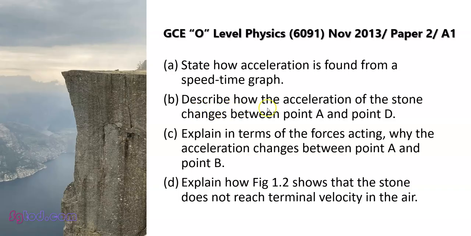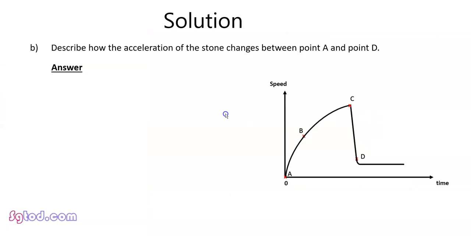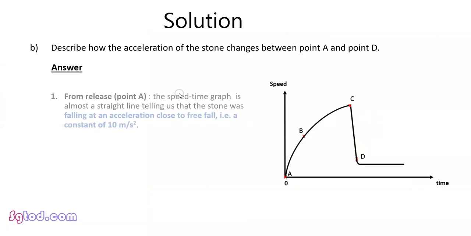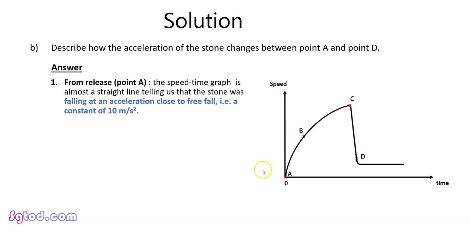Next, you are to describe how the acceleration of the stone changes between point A and point D. The following are the important points that you must state. First, from release, that is point A, the initial section of the speed-time graph close to A is almost a straight line, telling us that the stone was falling at a constant acceleration, that is the acceleration due to free fall of 10 meters per square second. This is because the air resistance at this stage is still very small, and hence the stone was falling as if it is free falling in a vacuum without air resistance.